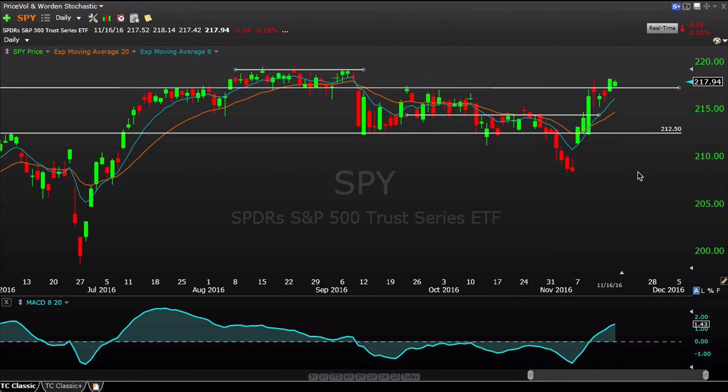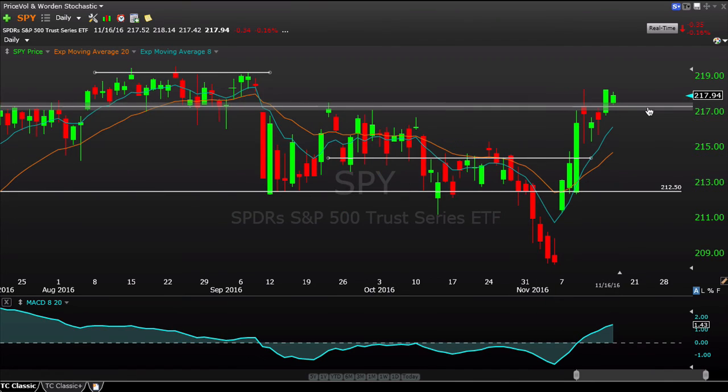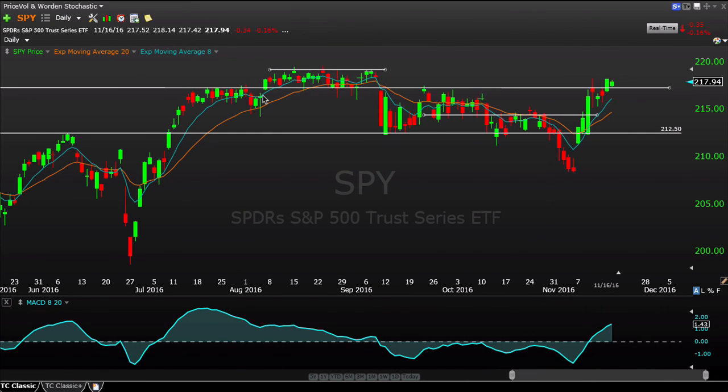So big picture here, we want to see us stay above 217 and a quarter. This is a pretty significant level, right? These were the highs from July, support in August, and now we're trying to get back above that, the highs in September and October as well. So this is a pretty important line in the sand that you want to see us hold above.